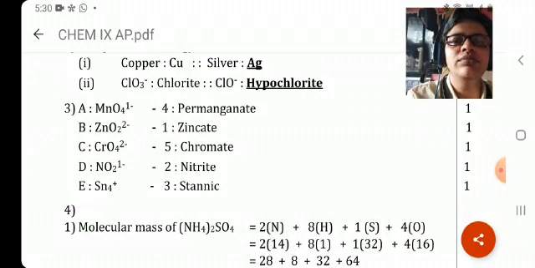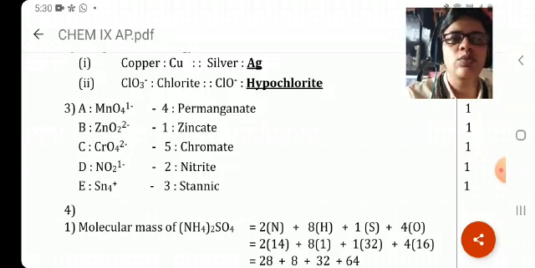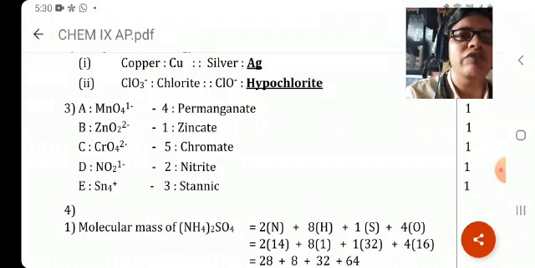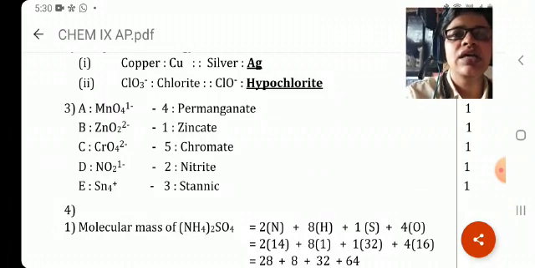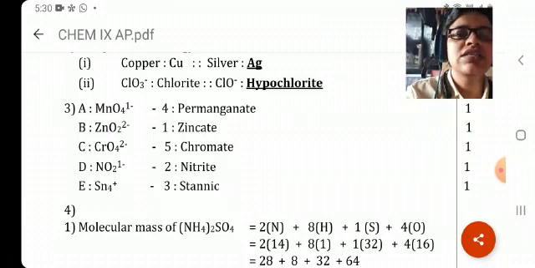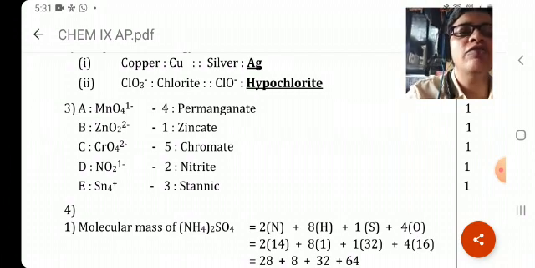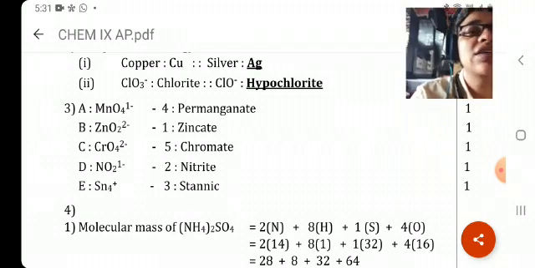Next comes the match the column. While writing match the column, you have to write exactly the way it is given in the solution. Column A with the correct option, column B again with the correct option, but the answer should match. Like for example, MnO4 minus, it is permanganate, but that was the fourth option, so we have written 4 permanganate. Zincate is ZnO2, then you will write 1 zincate. CrO4 5 chromate. NO2 2 nitrite. Sn4 3 stannic. The way the answer is given in the solution, you have to follow the exact pattern, then you deserve full marks.